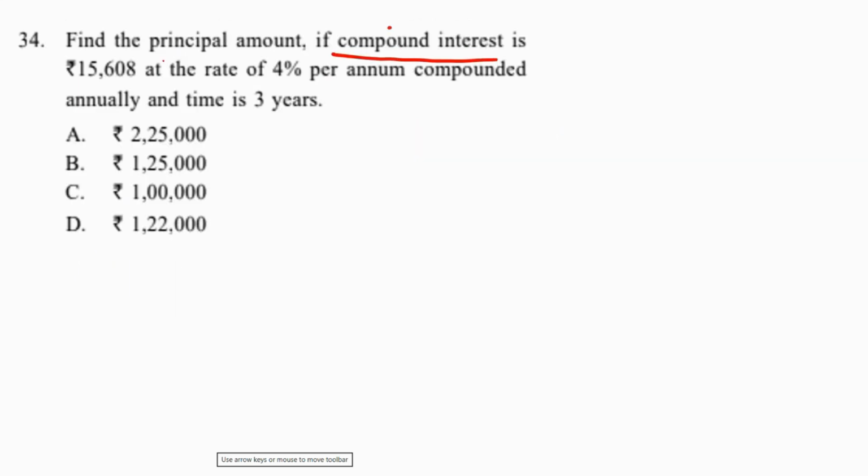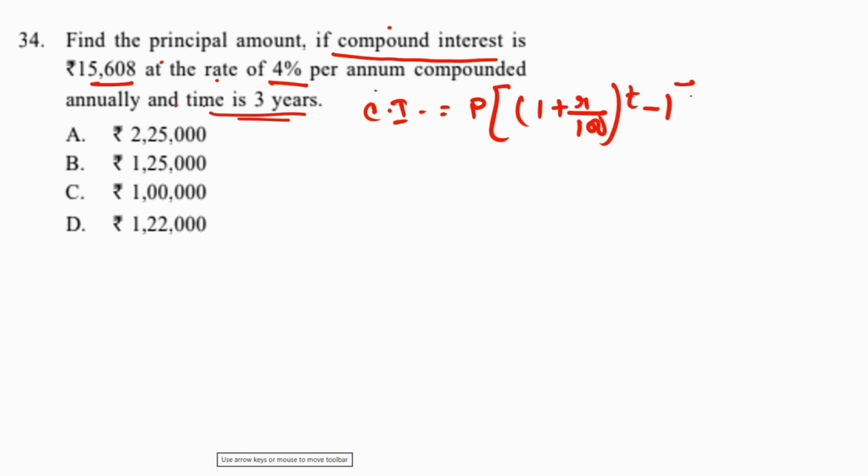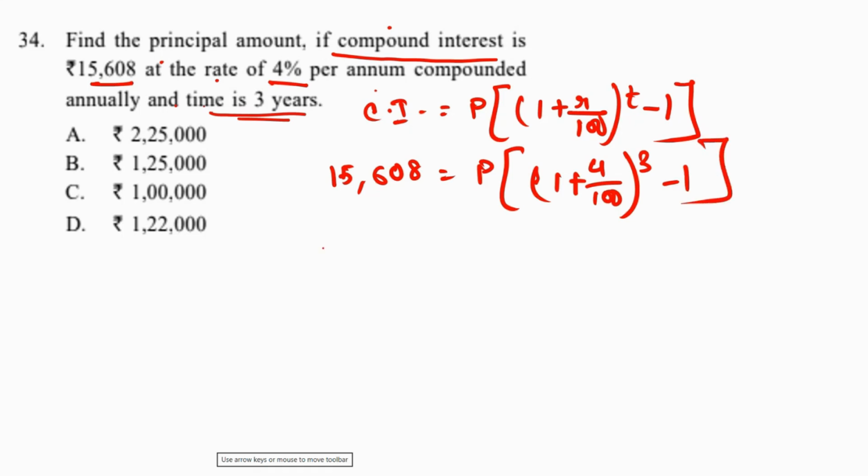Find the principal amount if compound interest is this. Compound interest is given, rate is given, compounded annually, for 3 years. So we have compound interest, we have the rate, we have the time. We need the principal. So the formula for CI or compound interest is P times (1 plus R by 100) raised to T, minus 1. Let's put into the formula: 15,608 is equal to P multiplied by (1 plus R, which is 4 by 100) raised to 3, minus 1. Let's bring the P over here for a change.